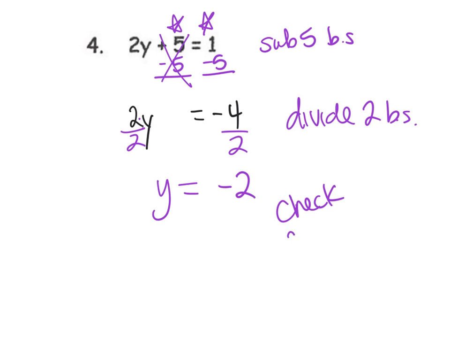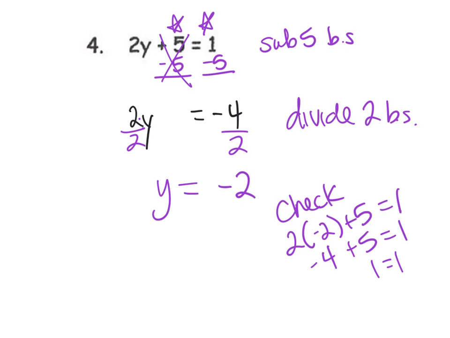I'm saying that the checks are optional. I mean, it's completely up to you if you want to verify to get it right or wrong. It takes extra time, but if you want to do it, I say do it. Okay, 2 times negative 2 is negative 4 plus 5 equals a positive 1. Yeah, 1 would equal 1. Yes. Good.